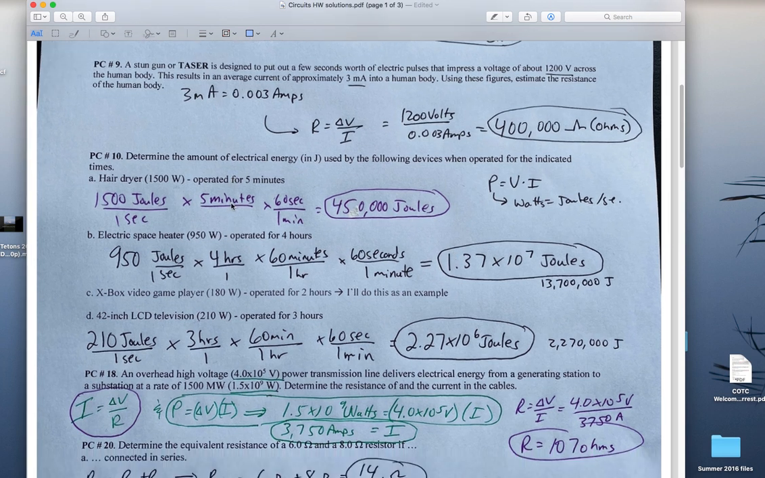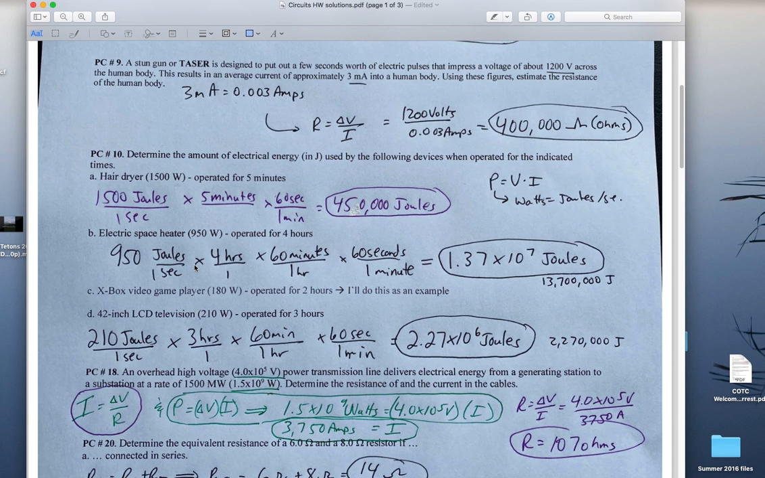Okay. For PC10, A, B, C, and D, again, I did C as an example, so I'm not going to do that again here. That was my previous video. What you want to recognize is that power, which is in watts, is the same thing as joules per second. It's a rate at which energy is converted from electric potential energy to something like heat or light. So we've got 1500 watts, which is 1500 joules per second.